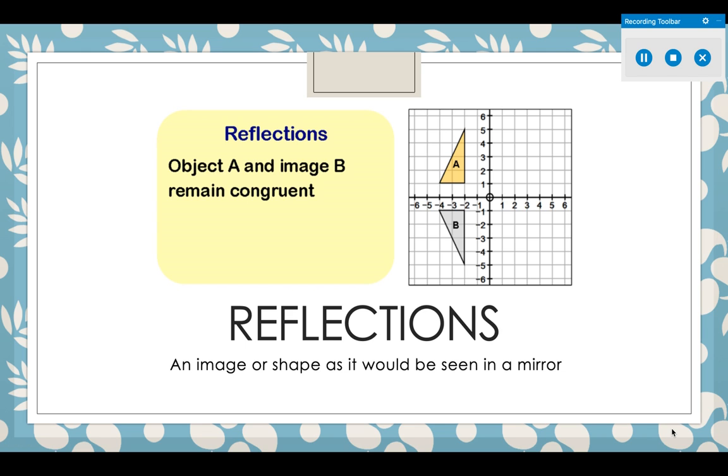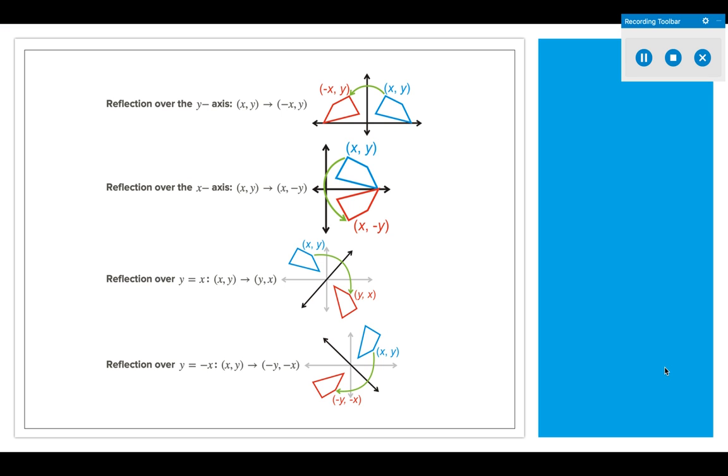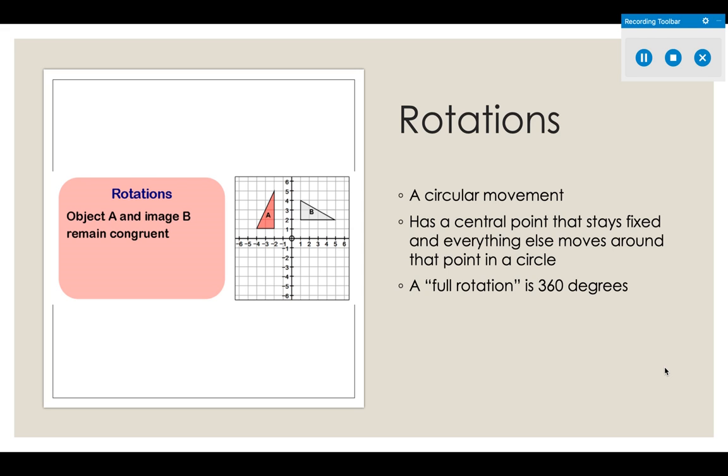So reflections are an image or a shape as it would be seen in a mirror. So let's say you had a mirror right here along the x-axis. The reflection of A is triangle B. What's great about reflections is that when you reflect a figure, it remains congruent. The shape is exactly the same. Here's some more information about reflection, namely over the y-axis, the x-axis, the line y equals x, and the line y equals negative x.